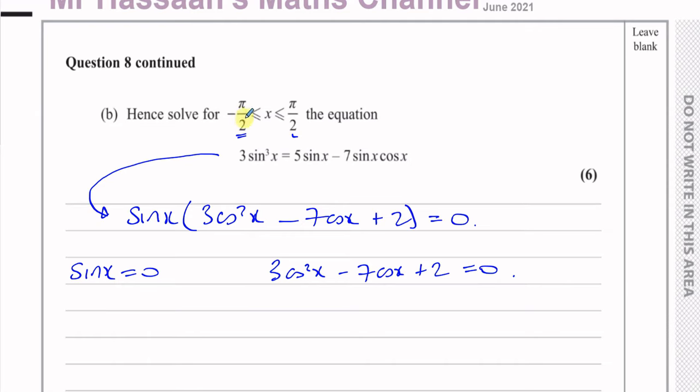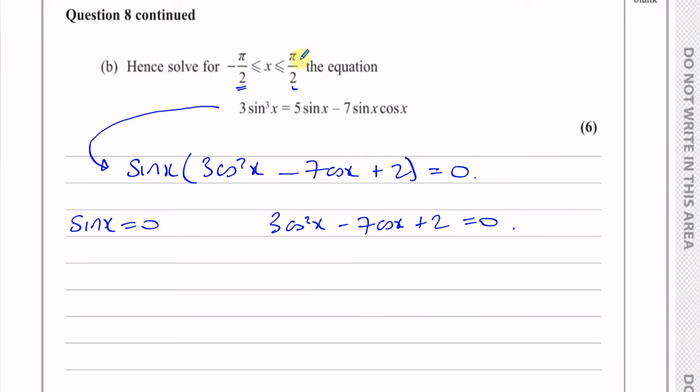Okay, so now this angle x is the same as this. There's no problem with that. There's nothing to add or subtract. So we've got to find all the places where the sine of x equals 0 between minus pi over 2 and pi over 2. Now sine x equals 0 at 0. So when x equals 0.